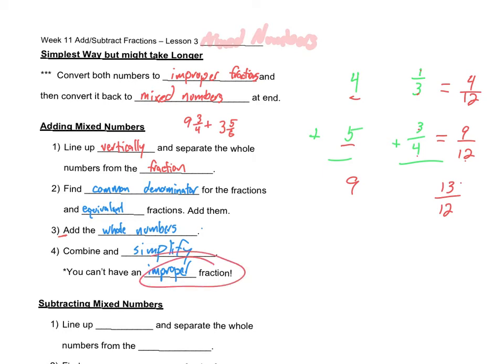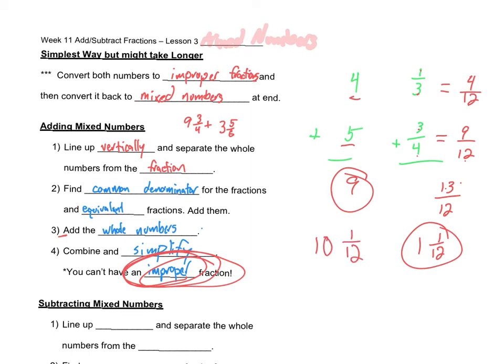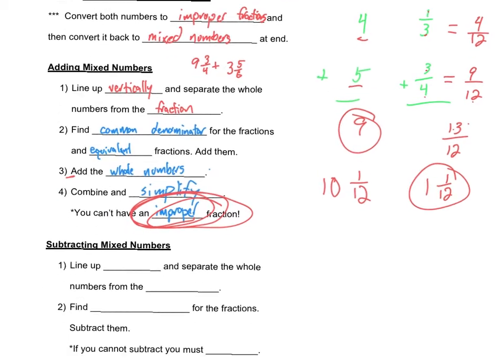But wait, we can't have an improper fraction. 13 twelfths is the same as 12 goes into 13 one time with a remainder of 1, so it's 1 and 1 twelfth. So I'm going to add the 9 to the 1 and 1 twelfth to give me 10 and 1 twelfth. Then I'm going to simplify. It's already simplified.